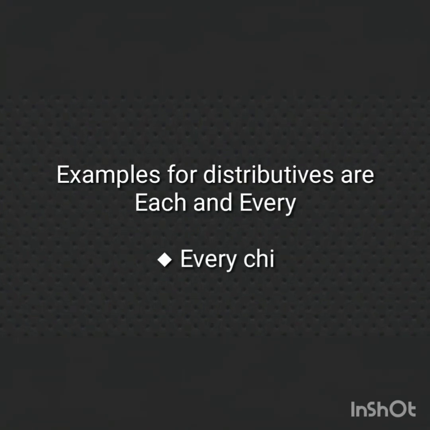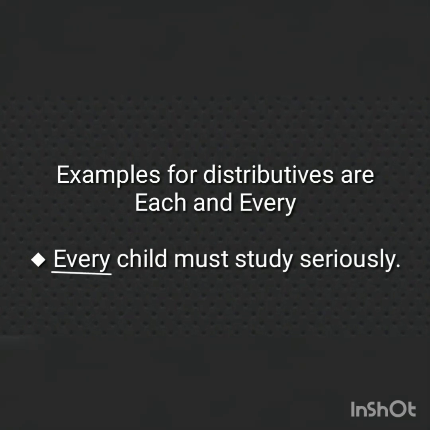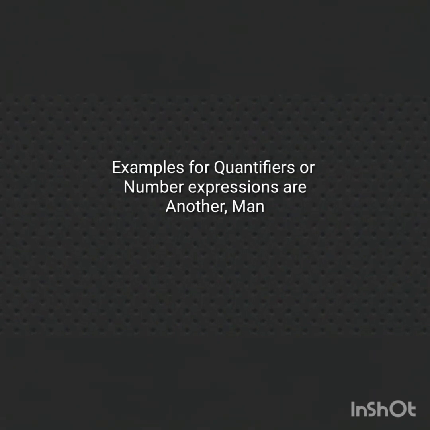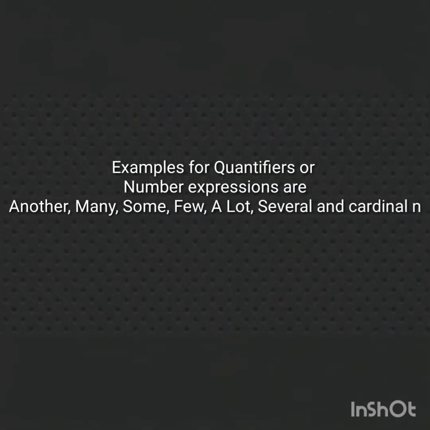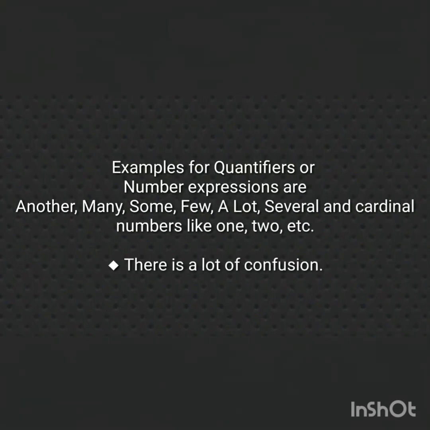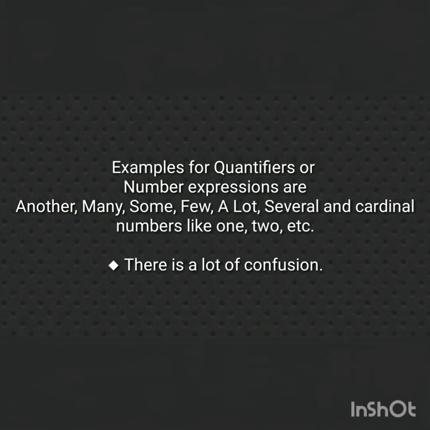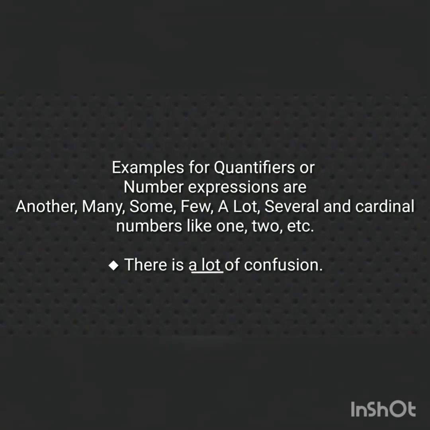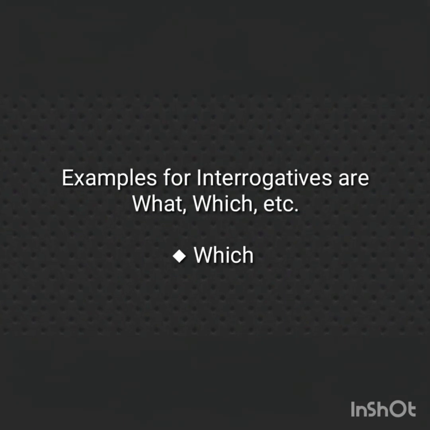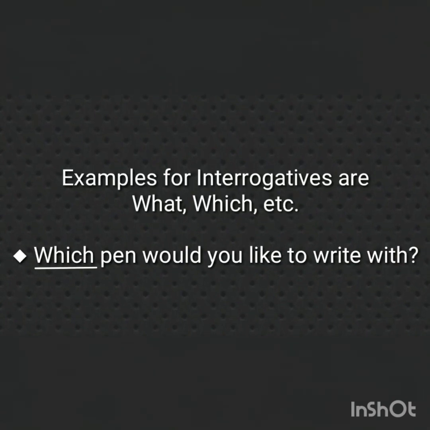Examples for distributives are each and every. Every child must study seriously. Examples for quantifiers or number expressions are another, many, some, few, a lot, several, and cardinal numbers like 1, 2, etc. There is a lot of confusion. Examples for interrogatives are what, which, etc. Which pen would you like to write with?